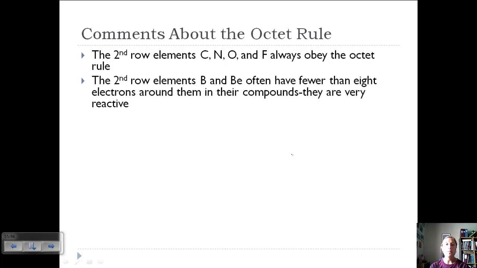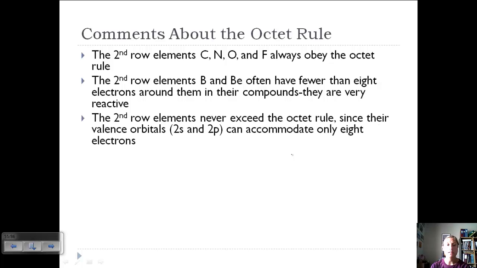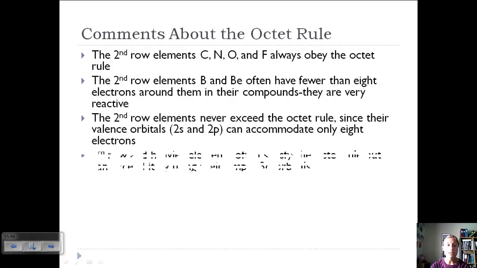Second row elements, boron and beryllium, often have fewer than 8 electrons around them in their compounds, which means they're very reactive and will react with other things. Second row elements never exceed the octet rule since their valence orbitals, the 2s and the 2p, can only accommodate 8 electrons. It's once we get into the 3s that we have the 3d, where we can accommodate more electrons.